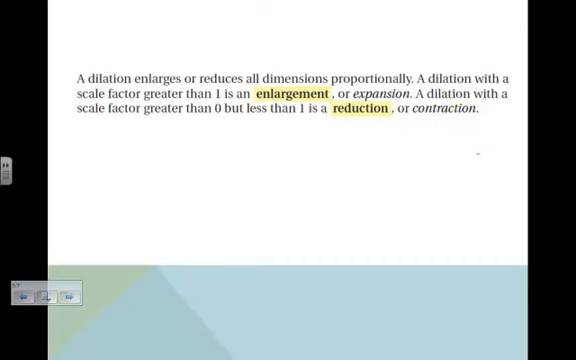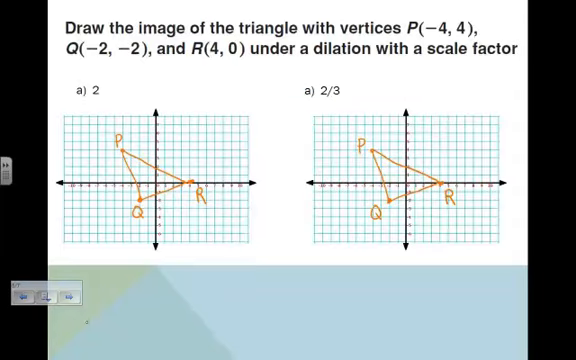Now, a dilation enlarges or reduces all dimensions in whatever figure it is proportionally by using a scale factor. If you take all of the sides and you multiply them by a scale factor that is greater than 1, that's going to give you an enlargement of your original image. And if you multiply by a scale factor that's less than 1, that's going to give you a reduction of your original image.